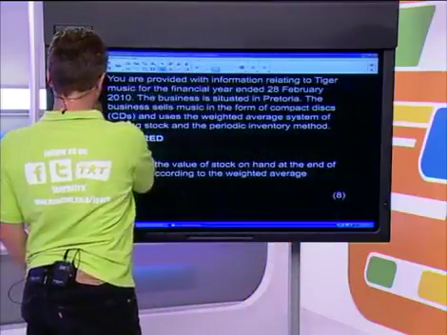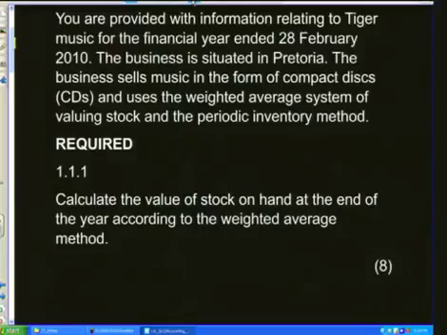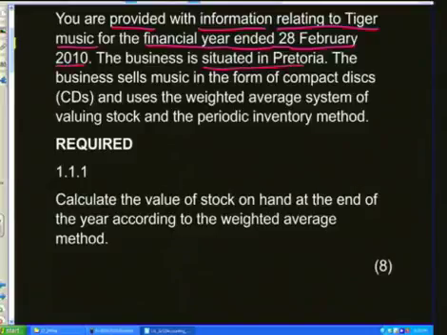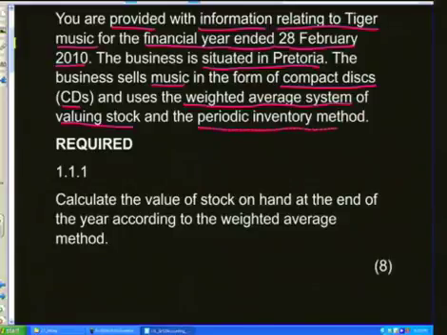So here is a typical exam question, and it says here that you are provided with information relating to Tiger Music. Okay, so that's a music shop. For the financial year ended 28th of February 2010. This business is situated in Pretoria, and it says that the business sells music in the form of compact discs, in other words, CDs. And now what's important here is that we need to know that they use the weighted average system of valuing their stock, and what's important is that they use the periodic inventory method.